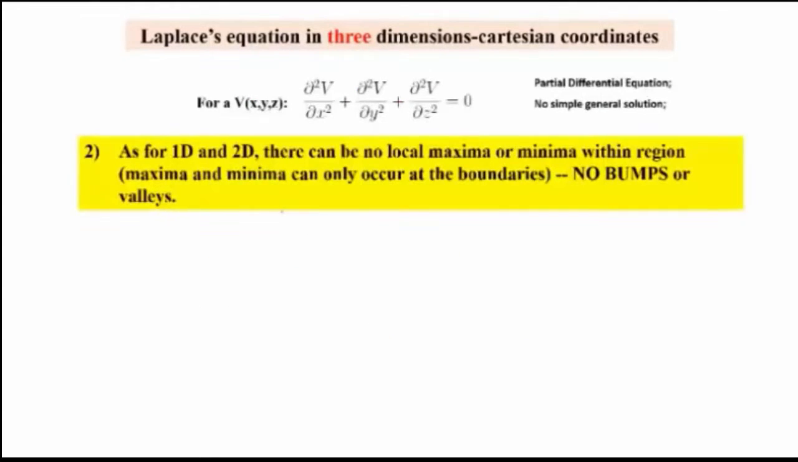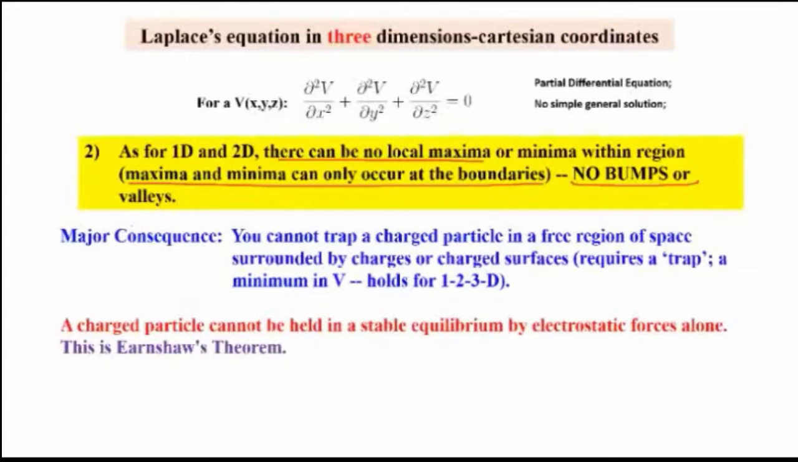The second part of the theorem is like the 1D and 2D case. There can be no local maxima or minima within the region. So maxima and minima can only occur at the boundaries. In 3D, I don't know what you'd call it, there's no black holes. There's no bumps or valleys, so to speak, in the three-dimensional space. The consequence is you cannot trap a charged particle in a free region of space surrounded by charges or charged surfaces.